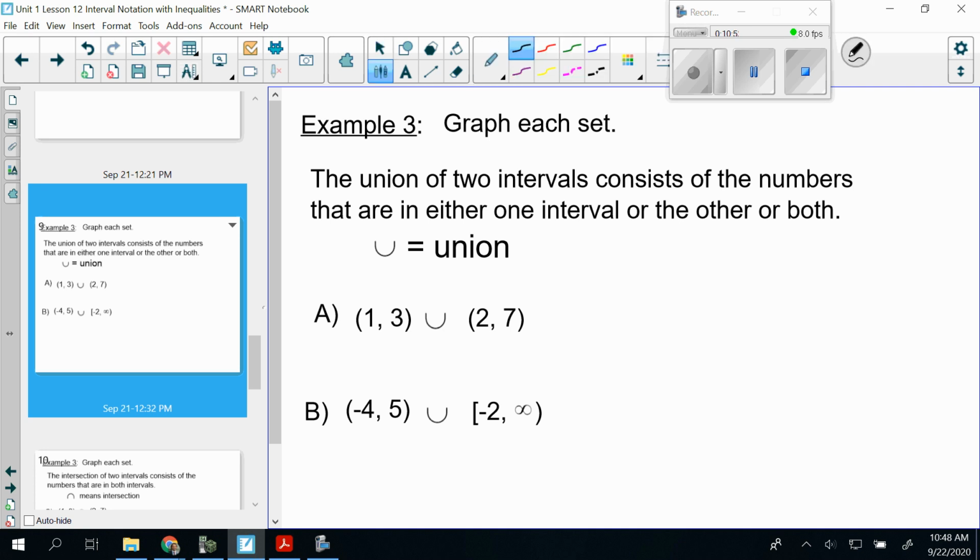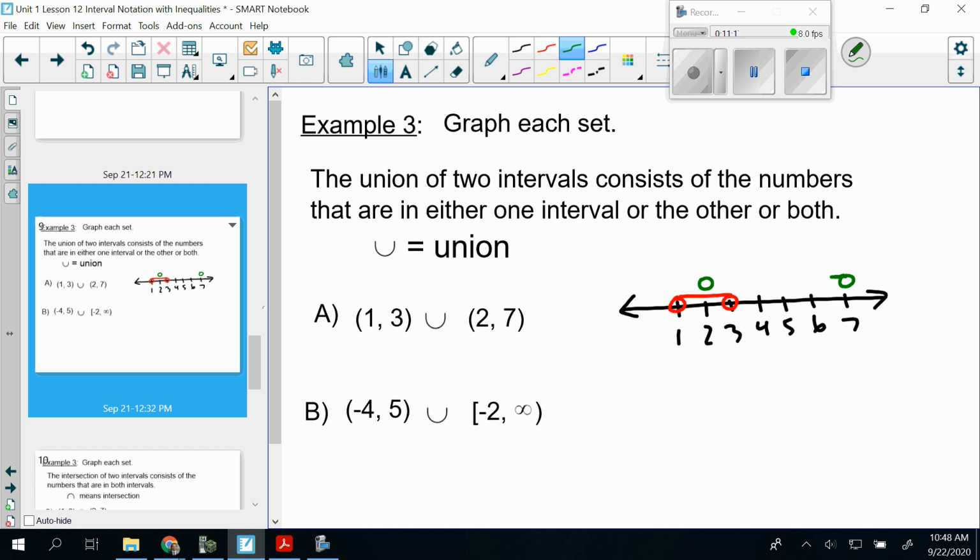Well, let's graph them both out on the same line and then see if we can write this another way. So 1, the first one's all the numbers between 1 and 3, not including the endpoint, so that would be these numbers. 2 to 7, not including either point, would be this one.